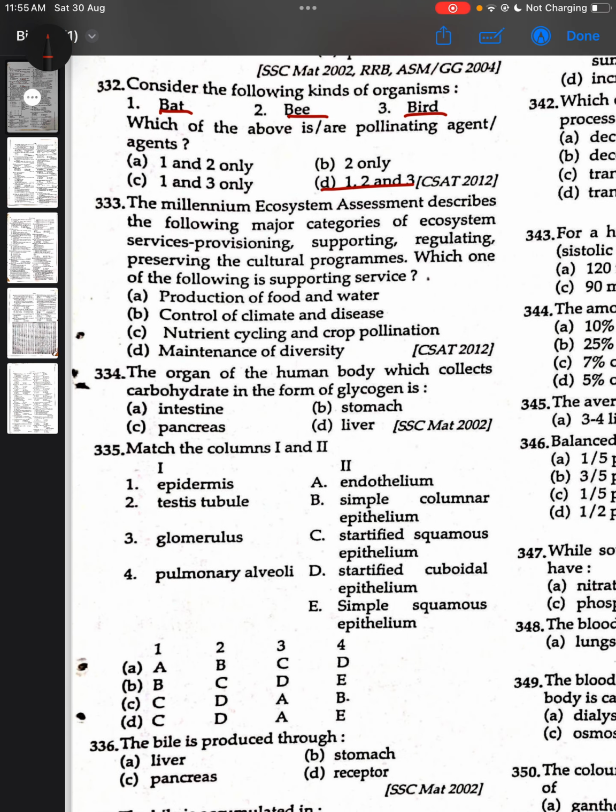The Millennium Ecosystem Assessment describes the following major categories of ecosystem services: provisioning, supporting, regulating and preserving the cultural programs. Which one of the following is a supporting service? Nutrient cycling and crop pollination. The organ of human body which collects carbohydrate in the form of glycogen is liver.